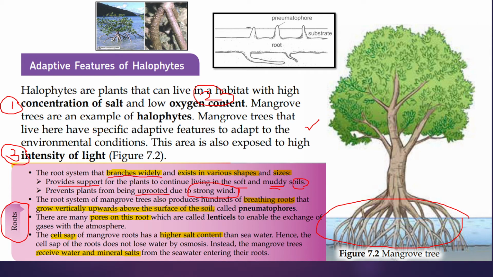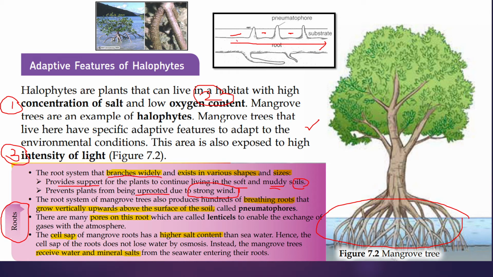Okay, moving on is that the root system has hundreds of breathing roots. Sangat special. Just now already show the picture. Breathing roots ataupun akar yang boleh bernafas. So, how is that possible? You see the breathing roots grow vertically upwards above the surface of the soil. So this is the soil. Okay, maksudnya di bawah, this is the root.